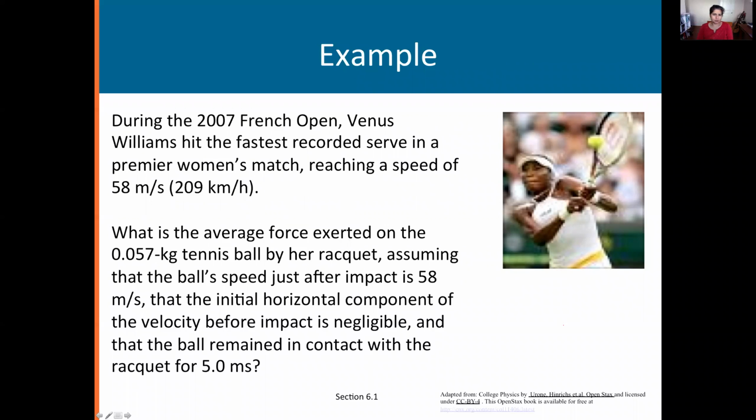During the 2007 French Open, Venus Williams hit the fastest recorded serve in a premier women's match, reaching a speed of 58 meters per second. What is the average force exerted on the 0.057 kg tennis ball by her racket, assuming that the ball speed just after impact is 58 meters per second, and that the initial horizontal component of the velocity before impact is negligible, and that the ball remained in contact with the racket for 5 milliseconds? So we know the mass of the ball, and we know the time taken for that change in momentum.